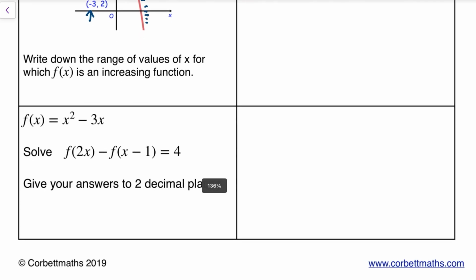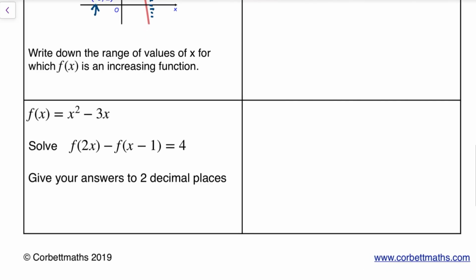Okay, final question. Let's move the screen slightly. Right, what do I have? It's a clever question. What it's asking me to do looks horrible, and actually it's not that nice, but it's very doable. I'm going to put 2x into here and here, and then I'm going to put x minus 1 into here and here. I'm going to expand the functions, equal it to 4, and then solve it.